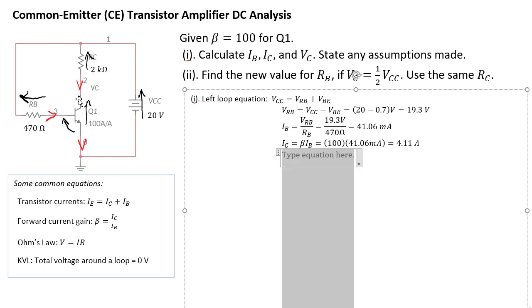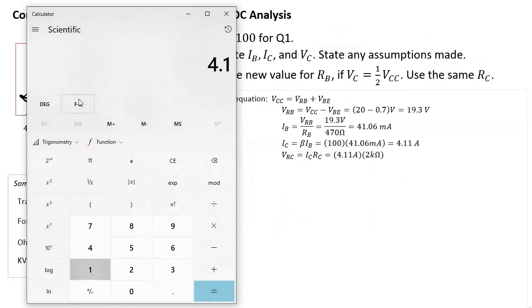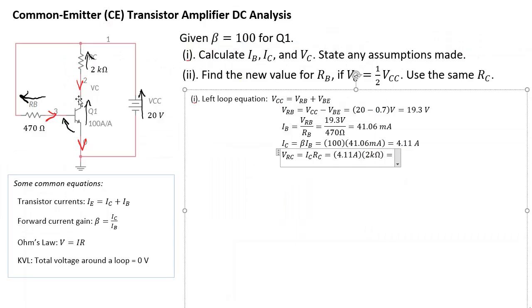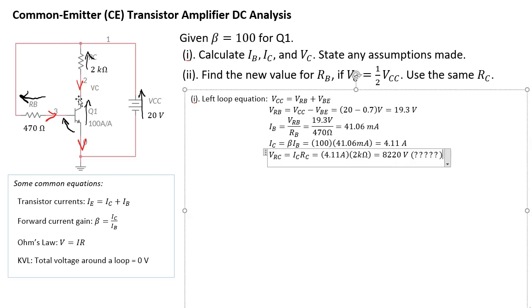Let's now work out what VRC is, given these values for IC. Again, using Ohm's law, it's IC times RC. That's 4.11 amps multiplied by 2 kilo ohms. Oh my goodness, this is huge. It's going to be insanely large: 8,220 volts. I'm going to put a whole bunch of question marks there. That can't be right.